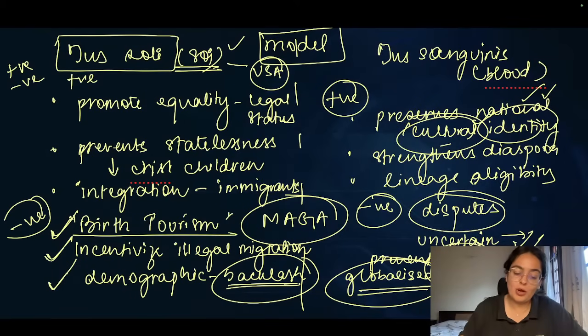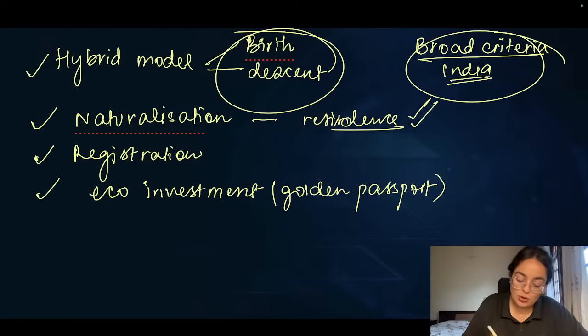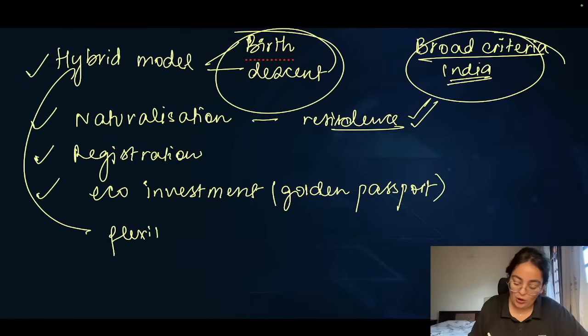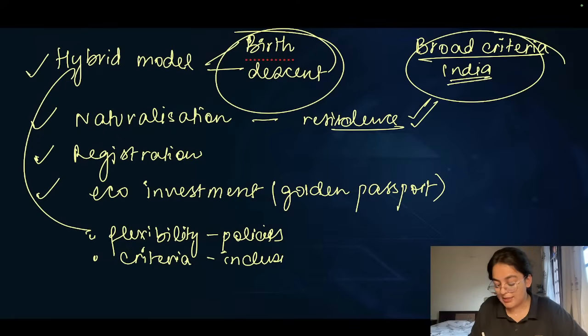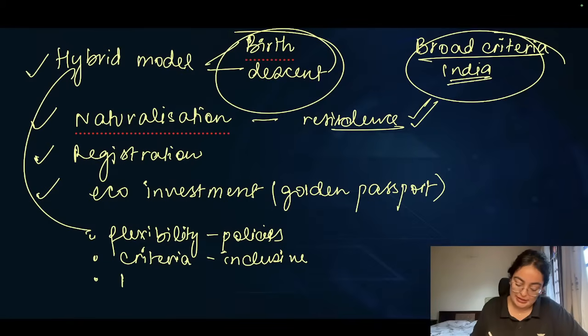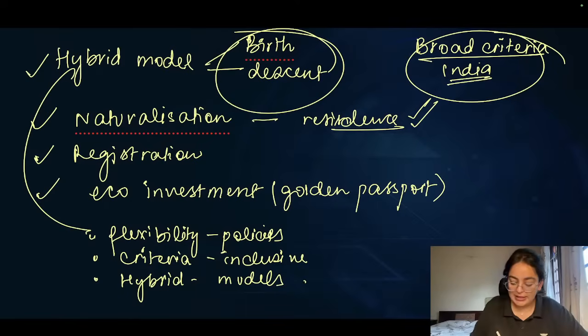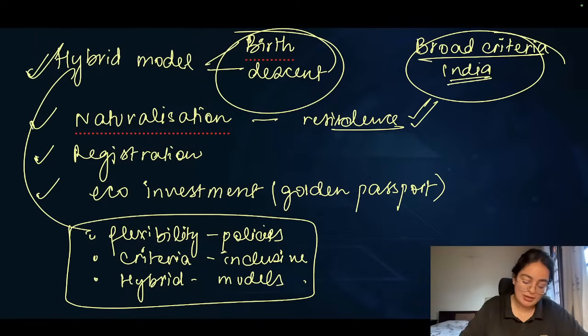A hybrid model is of course much better because it gives you a lot of flexibility in order to change your policies. That means we have multiple policies. It has various opportunities or criteria. That means our citizenship is in fact inclusive as compared to other countries, right? That is also the case in point, and it allows for a mix or hybrid between the two models. So that is India's case, various ways and a hybrid model that India has.